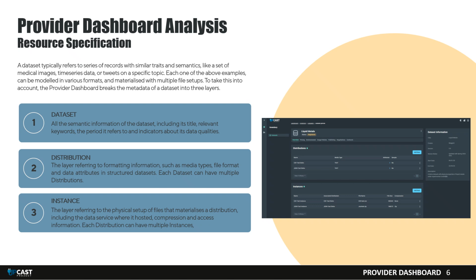The first layer is the dataset itself, which includes all the semantic information, such as its title, relevant keywords, the period it refers to, and indicators about its data qualities. The second layer is the distribution, which refers to formatting information, such as media types, file format, and data attributes in structured datasets. Each dataset can have multiple distributions. The third and last layer is the instance, which represents a materialization of a dataset on a given data service and contains information about its access method, compression, and files.